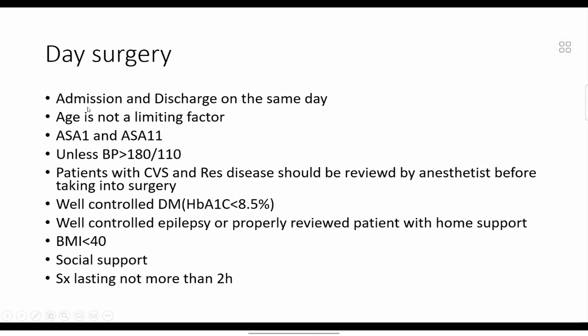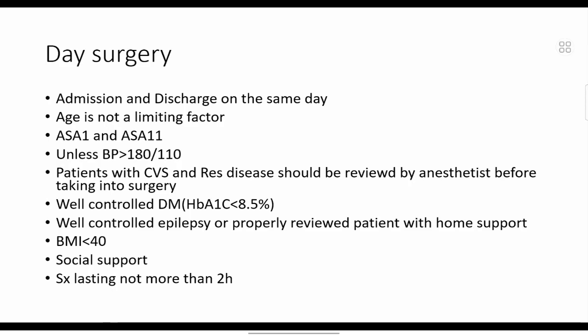So age is not a limiting factor, because we may think that elderly patients above the age of 80 can't go for day surgery. Not like that. Age is not a limiting factor. Usually, we go for day surgery in ASA1 and ASA2 class patients, because they are fit for the surgery and we can easily manage the patient. They don't have many complications. So we prefer ASA1 and ASA2 class patients for day surgery. And the blood pressure should be below 180 by 110 to go with day surgery.